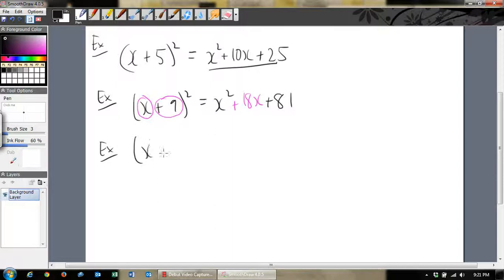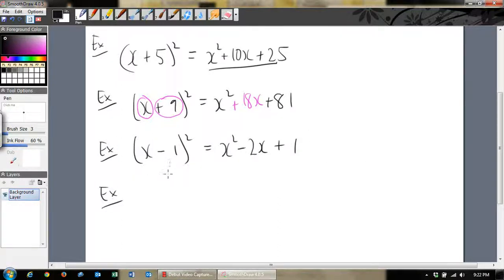I'll just smash out a couple because it takes a while sometimes to see this pattern. x minus 1 squared. Again, write the first term squared, x squared. Write the second term squared. Negative 1 squared is positive 1, negative 1 times negative 1. What's the one in between? x times negative 1 is negative 1x. Negative 1x times 2 is negative 2x. Okay, so you get really, really good at this the more you do.